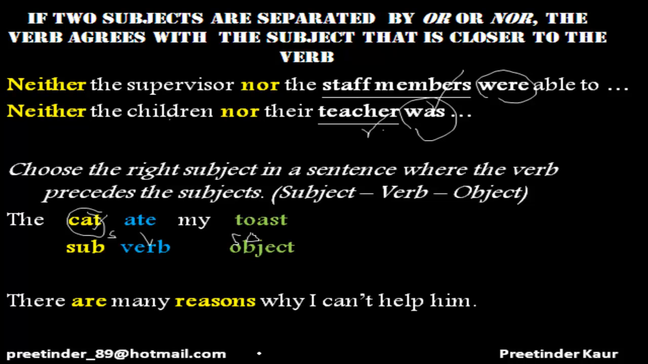There are many reasons why I can't help him. Now you have so many nouns and pronouns here. I, you have him, you have reasons. So over here we will consider are, because we are going to use it for reasons. There are many reasons, so that's why we are considering reasons to be the correct subject, not I and not him. Right, so there are many reasons why I can't help him. Now here are a few sample sentences.